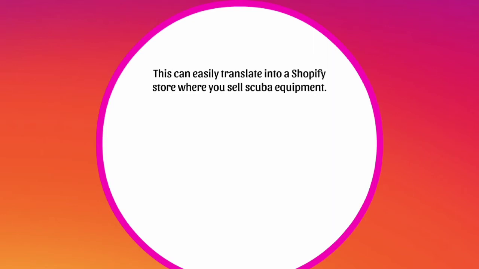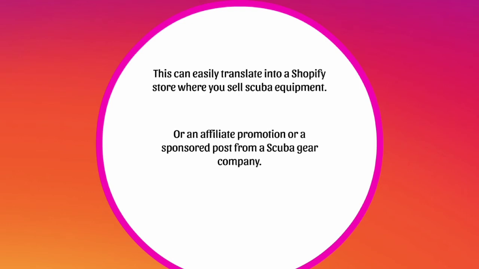You get to indirectly sell things, because at the end of the day, people are going to want what you have. They feel, okay, if I have the same tools or equipment that you have as a scuba diver, or as whatever you're trying to do, as a lifestyle or brand, they're more likely to buy it, right? So it can be a Shopify store, it can be an affiliate promotion, it can be a sponsored post from a scuba gear company, which we'll talk more about later down the road. But before you can do all that, you need to have a brand. You need to have the ability to create a lifestyle, right?